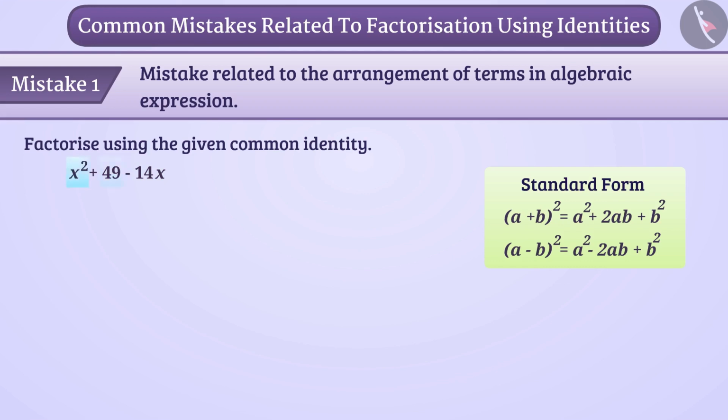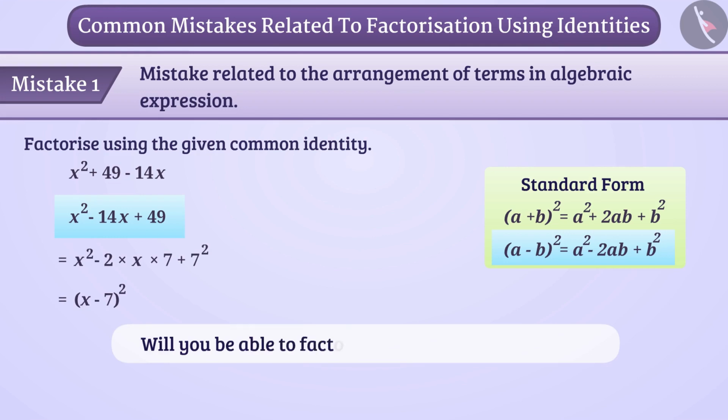x square and 49 are perfect squares in the given expression. So, we can arrange this expression in this way. Now, we can factorize this with the help of this identity. Thus, we get the result as (x minus 7) whole square. Now, will you be able to factorize minus x square plus 25? Try it by yourself.